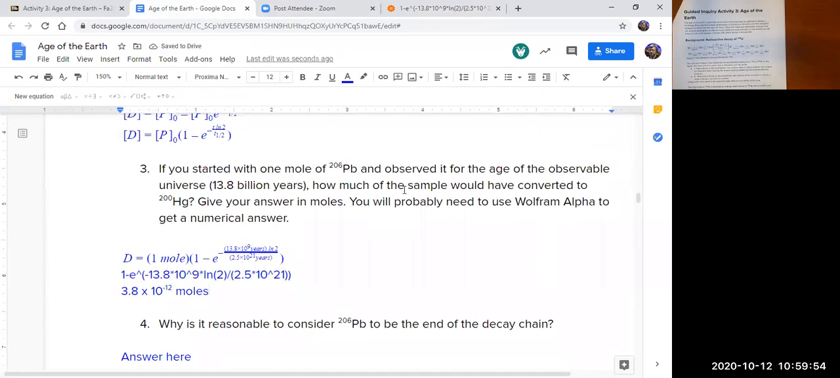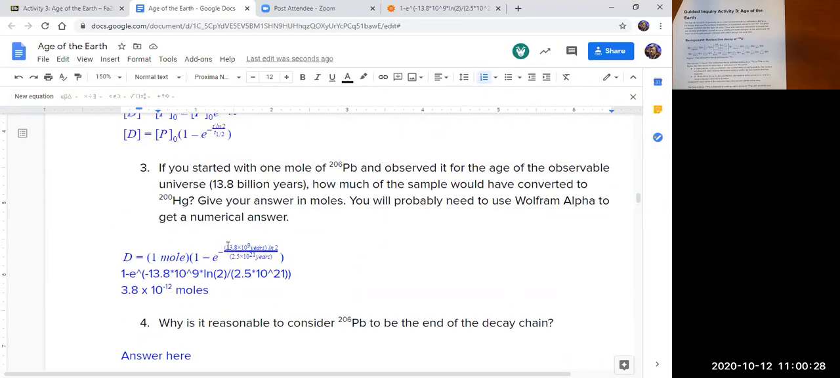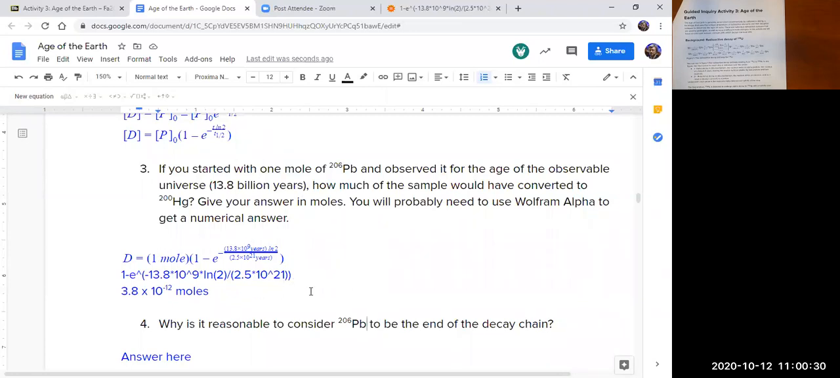So the point of this calculation is that over the entire lifetime of the universe, if you start with 1 mole of lead, only 10 to the negative 12th moles of that, one trillionth of it, will have converted to mercury. So this essentially doesn't happen. And so that is why it's reasonable to consider lead to be the end of the decay chain. Okay. So, any questions about how to do this calculation?